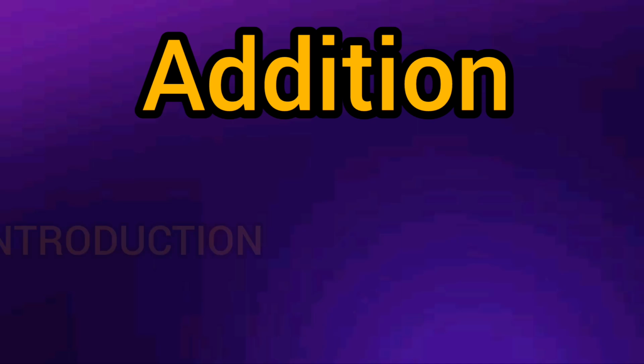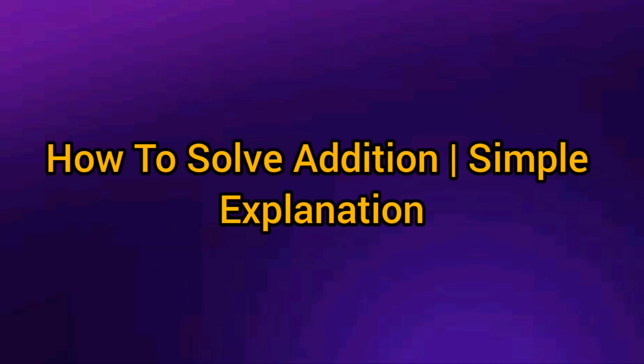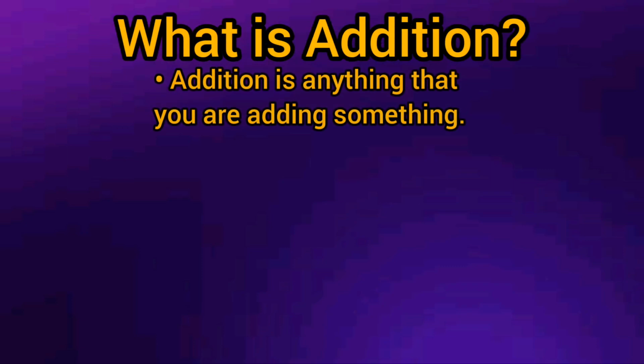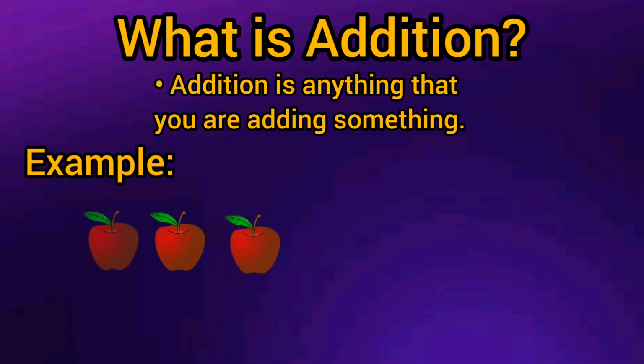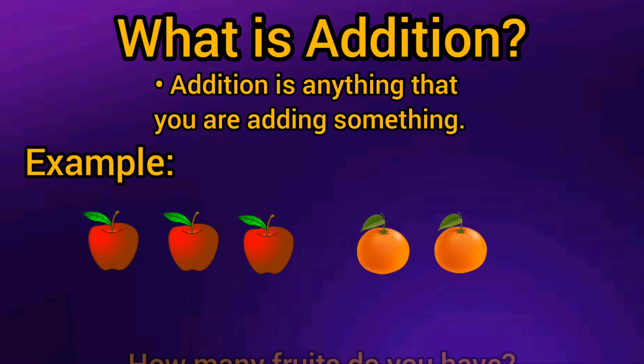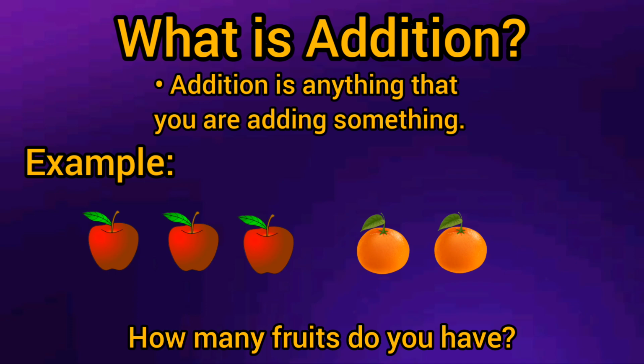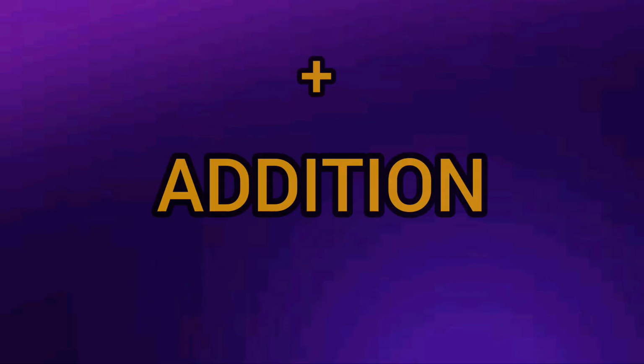Now in this video, we are going to learn addition, introduction and solving. Here's how to solve addition, with a simple explanation. Now let's start. What is addition? Addition is when you're adding something. For example, you have 3 apples and 2 oranges. How many fruits do you have? That's right, 5 is the answer. And we got the answer because of adding, and this is known as addition.